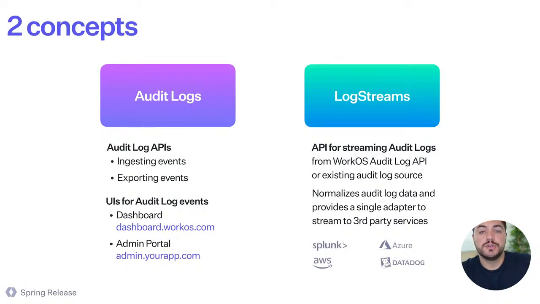So we're introducing two concepts in terms of the APIs that we are offering to you. One of them is Audit Logs, the Audit Logs API, and the other one is log streams. They have a pretty strong relationship, but they are independent. You can use either one in different use cases if needed. So with Audit Logs, you have a way to not only ingest events, but also export them.